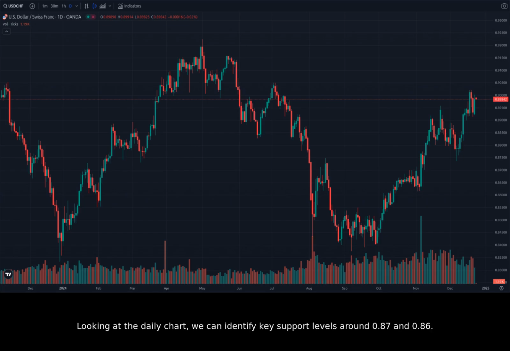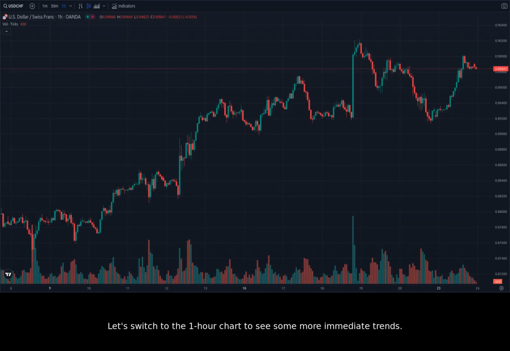Looking at the daily chart, we can identify key support levels around 0.87 and 0.86. Resistance is observed at around 0.90 and 0.92 based on previous highs. Let's switch to the 1-hour chart to see some more immediate trends.